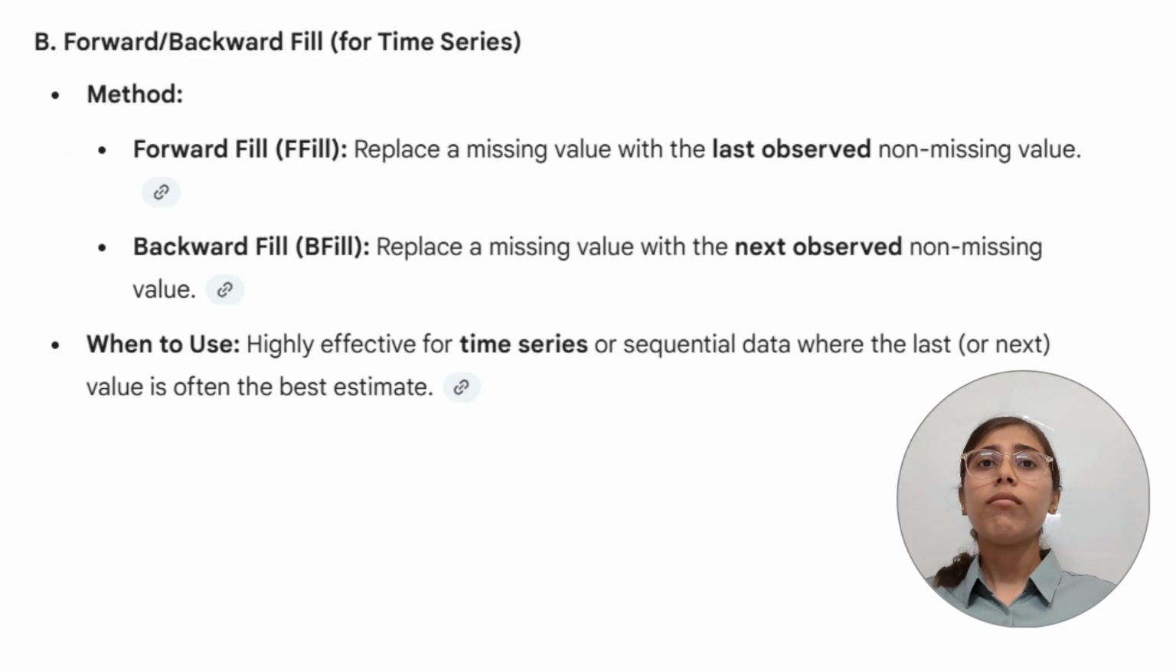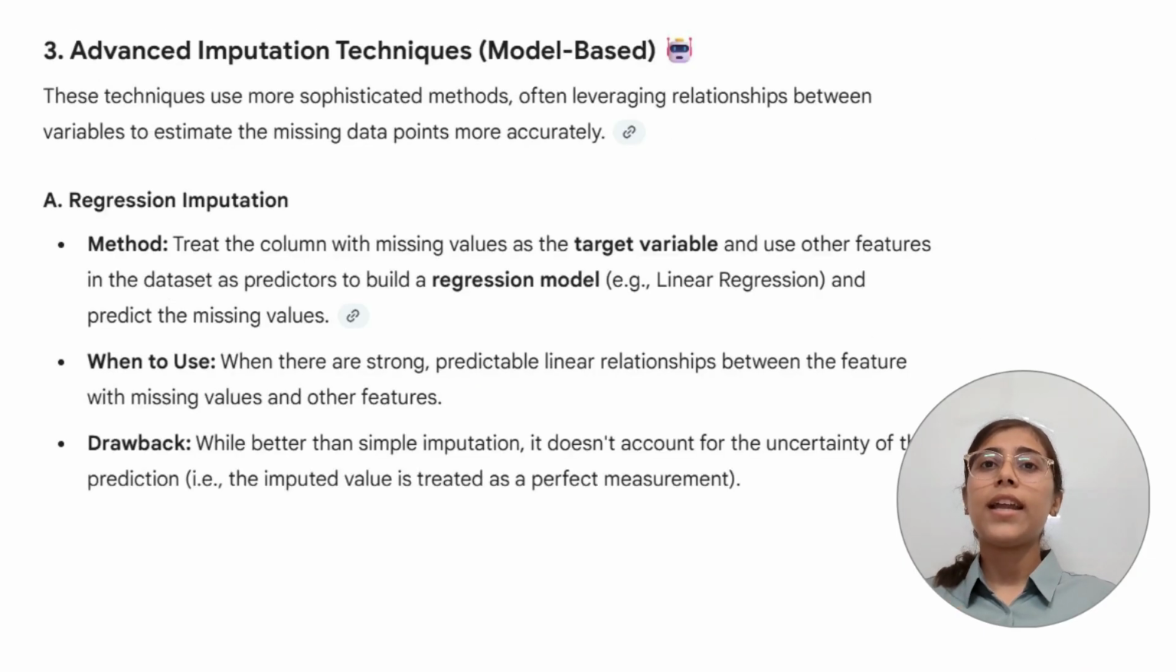Now, second one is forward or backward fill for time series. Method. Forward fill, F-fill, replace a missing value with the last observed non-missing value. Now the second one is backward fill, which is B-fill. Replace a missing value with the next observed non-missing value. Now, when to use? Highly effective for time series or sequential data where the last or next value is often the best estimate.